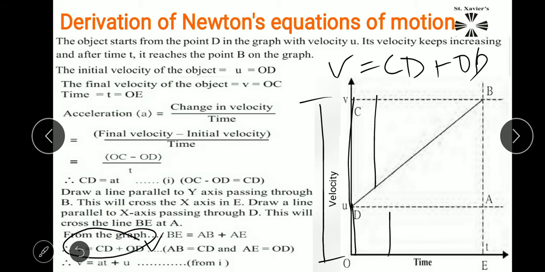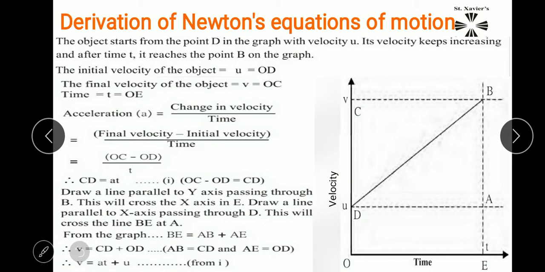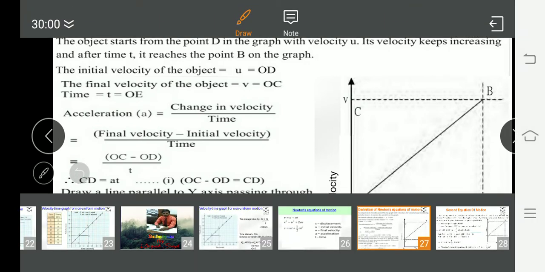Now here CD, what is CD? CD is nothing but AT. Just now we got. So I'll substitute the value. I'll get CD is equal to AT, and OD is nothing but U, students. When you will see the equation, we are having OD is equal to U. Now when you will see the final equation, students, here V is equal to U plus AT.